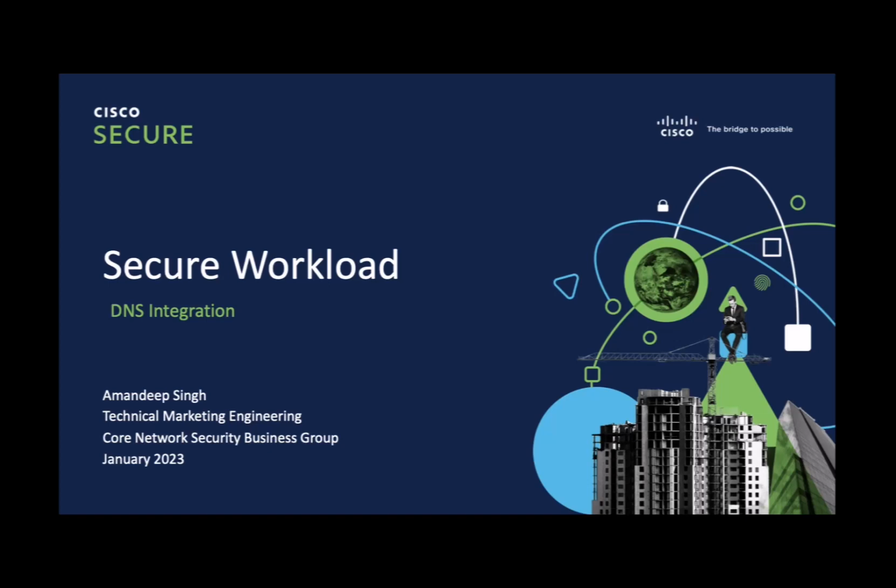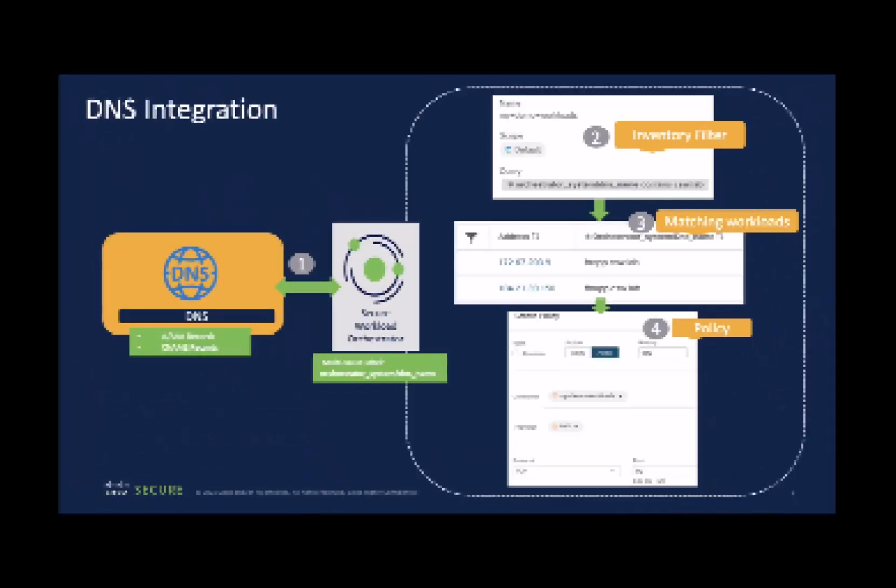Before we get into the demo, let's take a look at a high level at what this integration allows you to achieve. So basically you have your set of DNS servers indicated here in that yellow box on the left hand side, and this is where you have all your A, Quad A and CNAME records. Once Secure Workload integrates with these DNS servers, it can ingest these records into its local database, and you can use this record information to define your inventory filters.